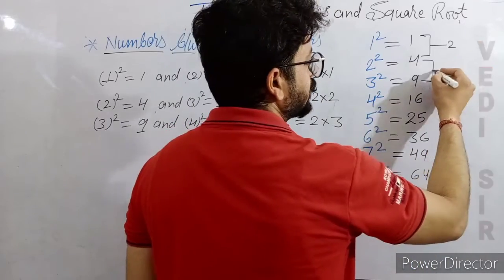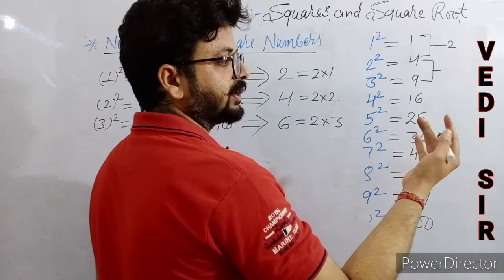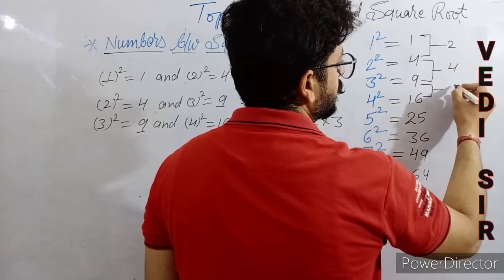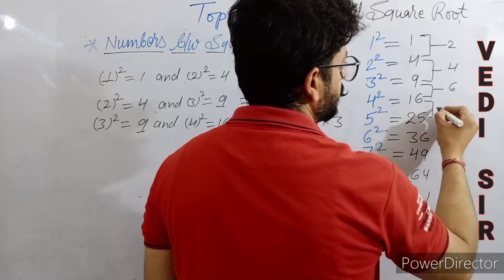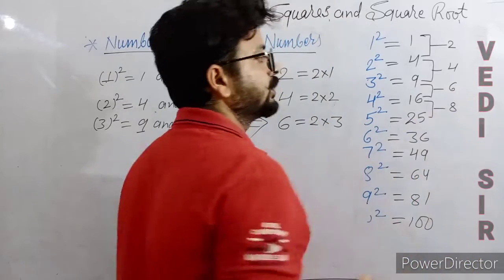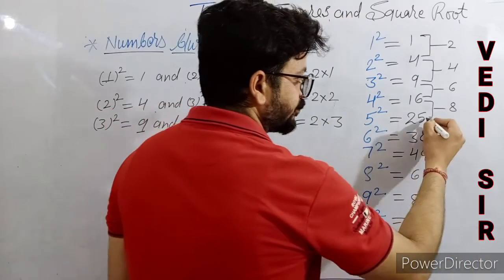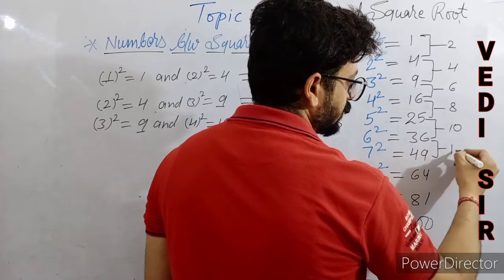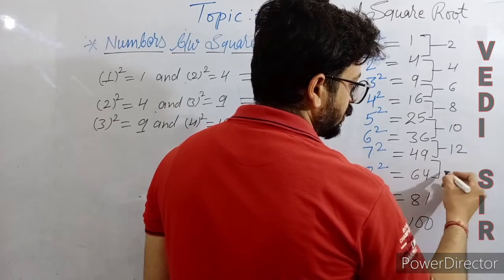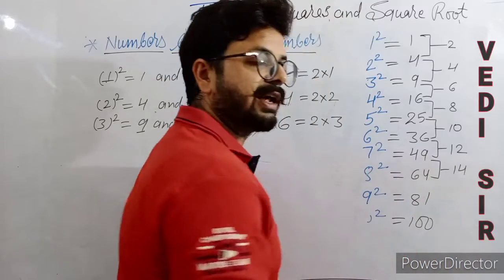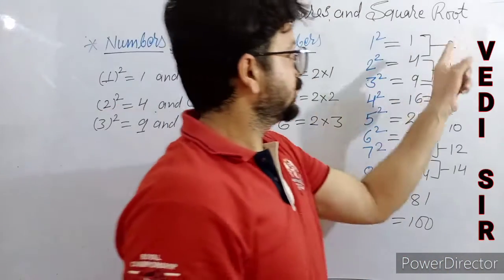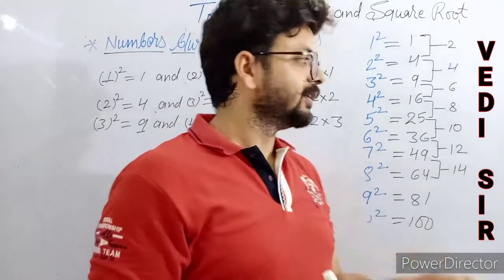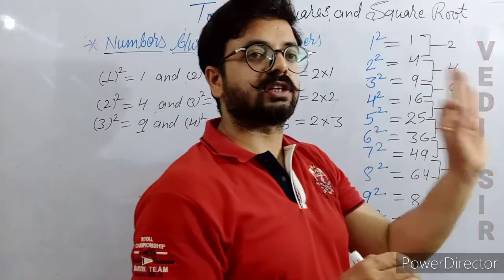How many numbers are there? After 4: 5, 6, 7, 8, four numbers in between. Then six numbers in between, then eight numbers in between. You calculate, you will see in this way, 10, 12, 14, without calculating I'm telling you. So see, 2, 4, 6, which table is it? 2 table.